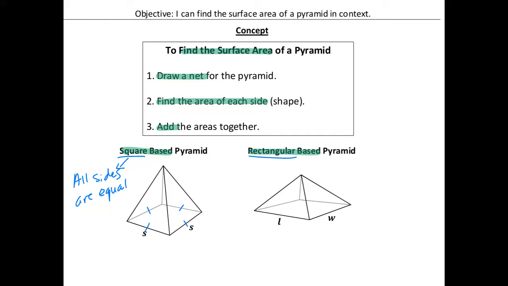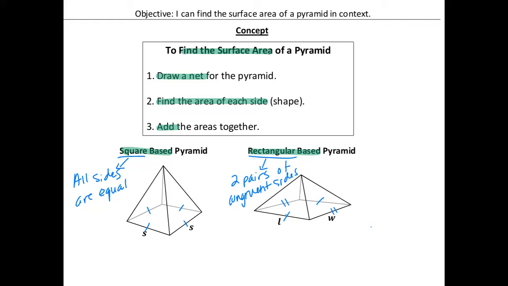Versus a rectangle, what's the difference between a square and a rectangle? Yes, each of the opposite sides are equal to each other, but not all four of them are equal, right? So here, this length would be equal to this length, and this width would be equal to this width. So that's the difference between a square and a rectangle. A square, all four sides are equal, versus a rectangle, you have two pairs of congruent sides. And that's going to be important in today's lesson because we're going to see the difference between what to do when you have a square versus a rectangle for the base. Okay?